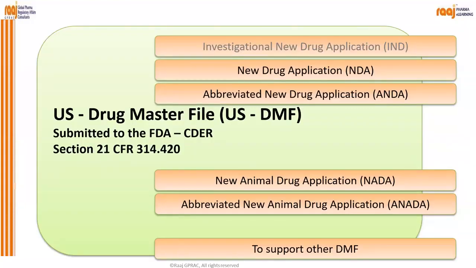So we will talk first about how the drug substance is filed. When you have to file the drug substance as per US FDA, it is called a US DMF. It is submitted to FDA CDER, under Section 21 CFR 314. Once you understand the DMF, the drug substance part, then it is easy for you to understand the drug product part.